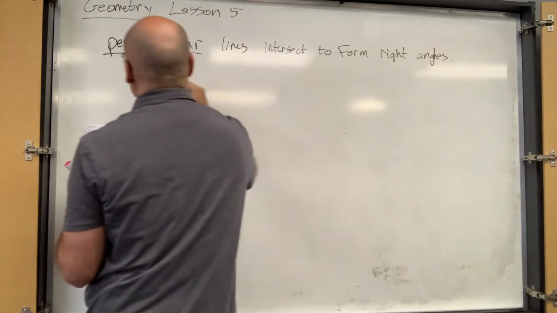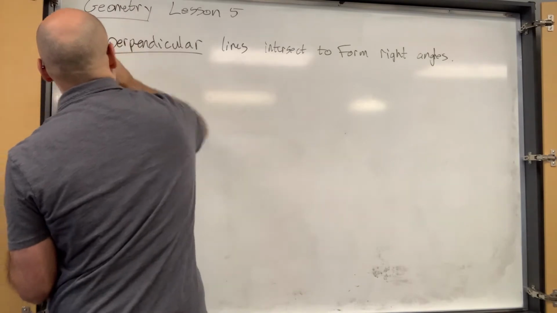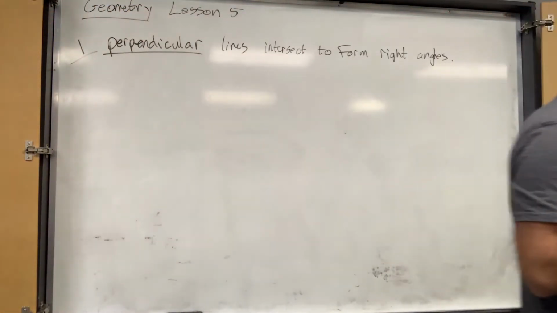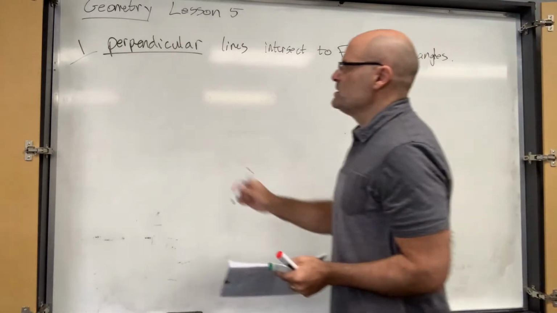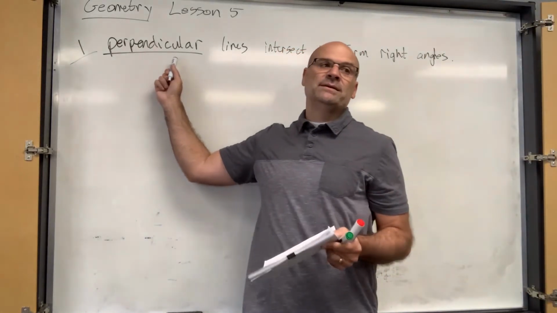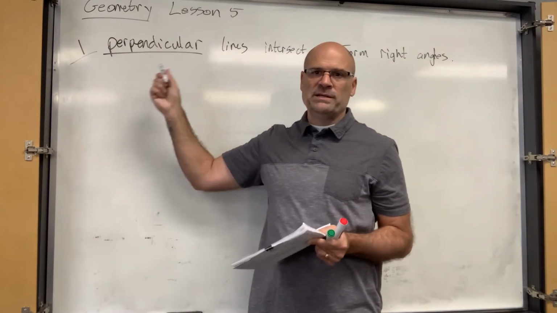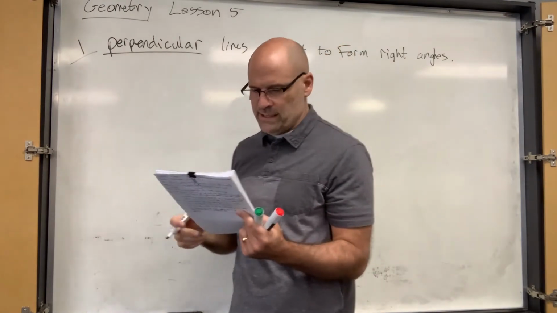Okay, the sign for perpendicular is this upside down capital T. So whenever you see that written on the board, that's how I'm going to spell that, because it's a pain in the butt to spell perpendicular. So this is how I would say perpendicular lines.